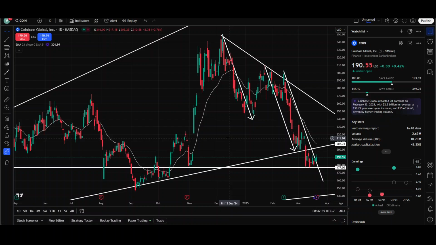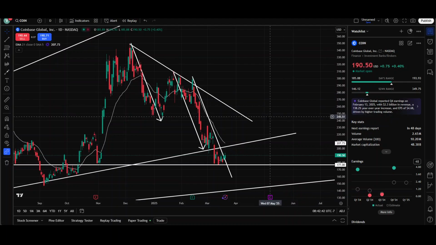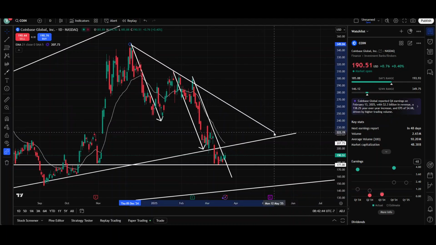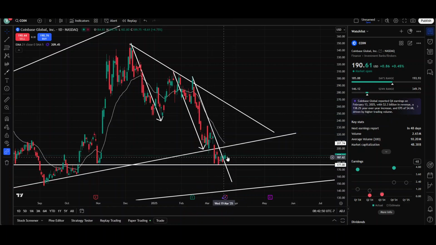So I'm going to go over the bullish case and the bearish case for Coinbase Global. Well, it looks like for the bearish case, price is below this trend line right over here. And then price was just under this steeper trend line, but it looks like it's starting to trade outside of it, which is a good sign. It's starting to break outside of that downward trend line.